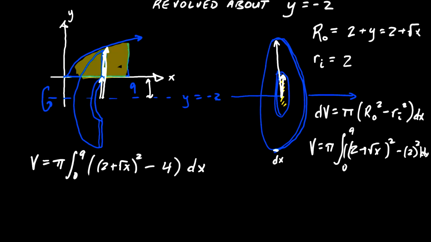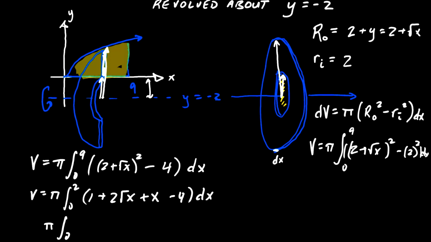So again, we can use a computer program to simplify this, or we can do this by hand. We can take a quick look at expanding this. We would need to expand this and simplify this, and you would end up simplifying this to be 1 plus 2 root x plus x, and then we'd have minus 4. And all of this would again simplify to pi, the integral 0 to 2 of 2 root x plus x minus 3 dx.